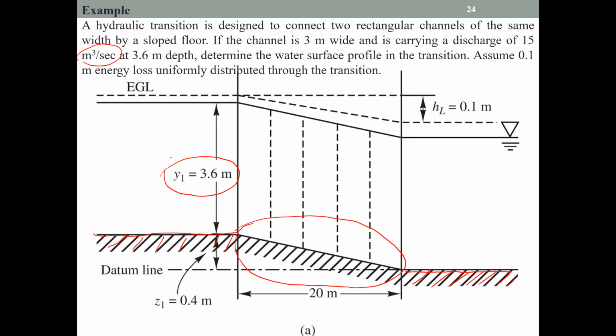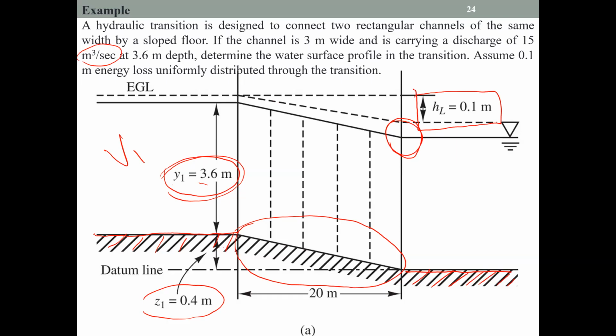Then you can calculate what is the total head here. You have the elevation difference, you have the y, and by knowing the y and the width of the channel, you can also find out what is V1. So the total head is V1 squared over 2g plus y1 plus this elevation difference. That you can find out. After that, it says that when the water comes to this section, the total head loss is equal to 0.1.